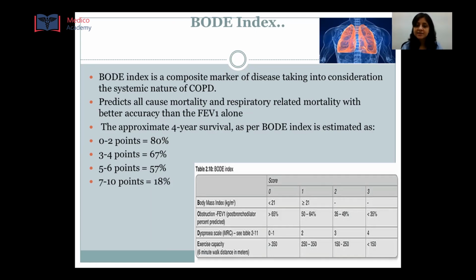B is your body mass index in kg per meter square, where if the score is 0, it's less than 21, and for all the other 3, it's more than 21. O is your obstruction, FEV1 post-bronchodilator. 0 is more than 65, 1 is 50 to 64, 2 is 35 to 49, and 3 is less than 35. D is your dyspnea scale, MRC. 0 to 1 is 0, 2 is 1, 3 is 2, and 4 is 3. And E is your exercise capacity as judged by the 6-minute walk distance in meters. 0 is more than 350, 1 is 250 to 350, 2 is 150 to 250, and 3 is less than 150 meters.